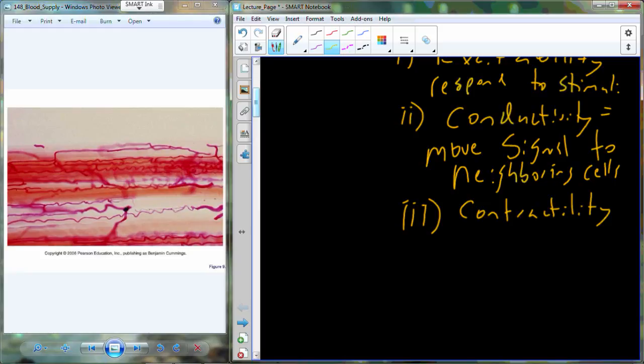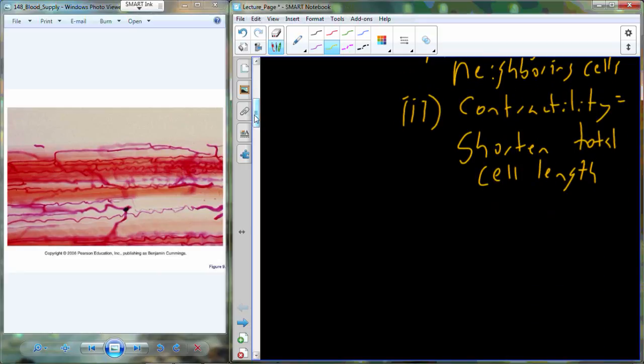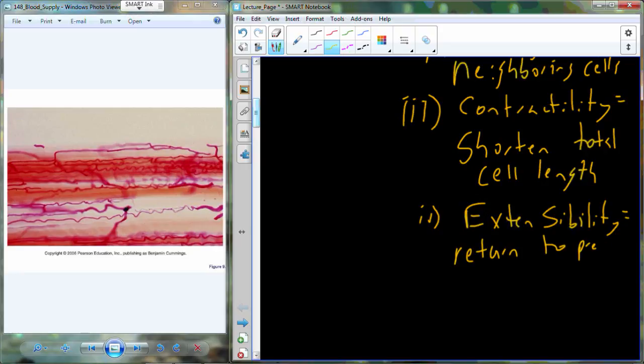The muscles also have the task of contractility. They can contract, which means they can shorten the total cell length. And if we can shorten, we probably also can return to pre-contraction length, which is the task known as extensibility. Extensibility: return to pre-contraction length.